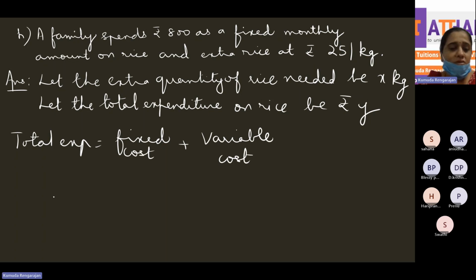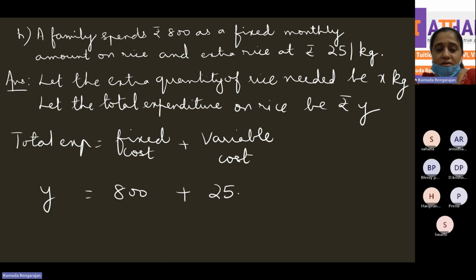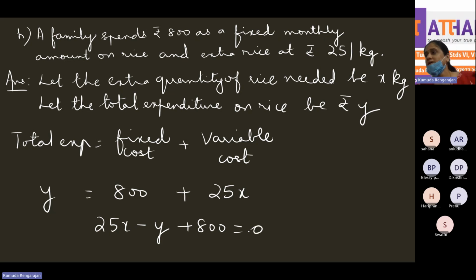What's the total expenditure? Y. What's the fixed cost? 800 rupees. What's the variable cost? You want X kgs extra. How much is it per kg? 25 rupees. So 25 into X, so 25X. Now bring everybody to one side. So 25X minus Y plus 800 is equal to 0 is the required equation. All right?